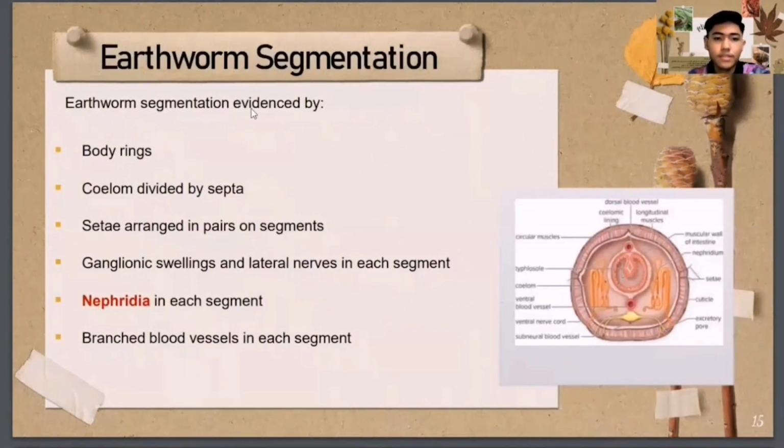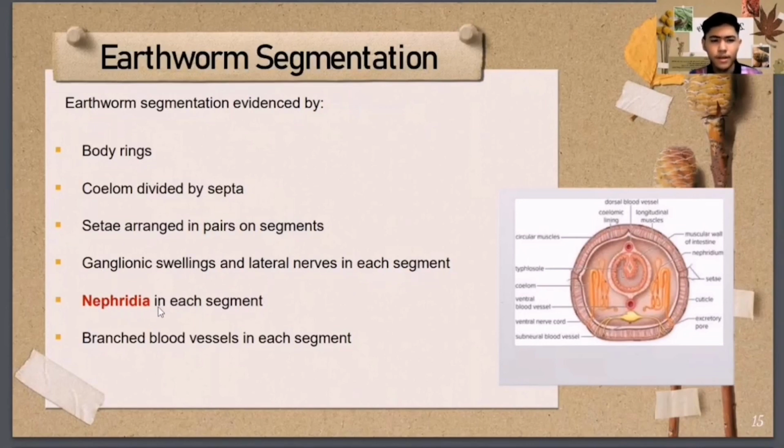Earthworm segmentation is evidenced by the body rings, as you can see in the diagram here. The coelom is divided by septa. The coelom is a fluid in the earthworm body, while the septa are large flaps of skin which separate each coelom. Setae are arranged in pairs on segments, and there is a ganglionic swelling and lateral nerve in each segment, along the long ventral nerve cord that leads from the brain.